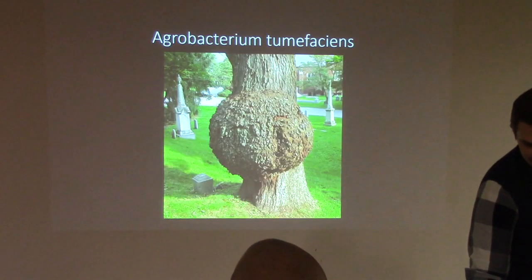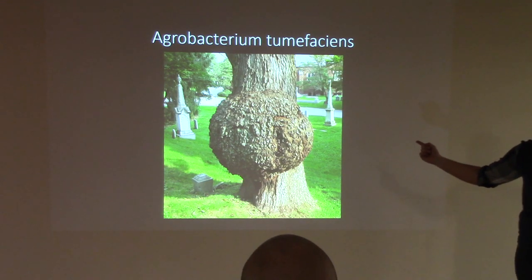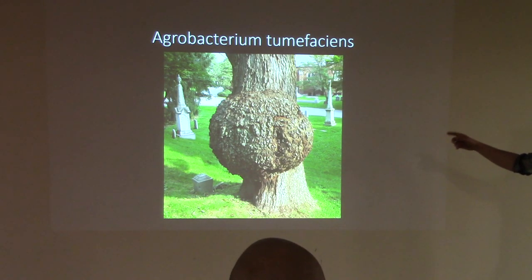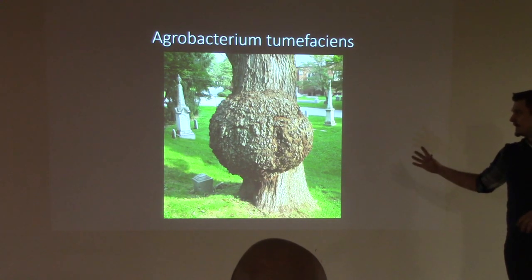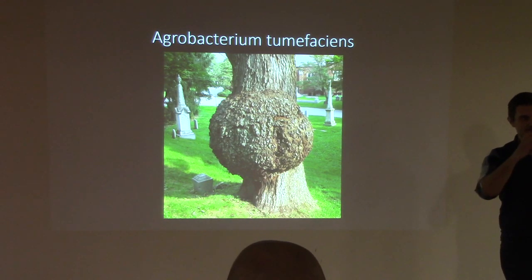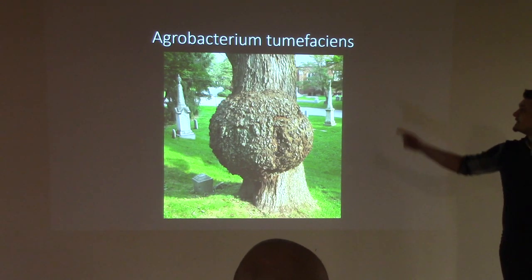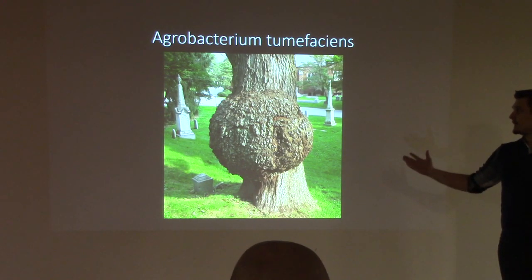Okay, so it all started with this bacteria. So have you guys ever seen a tumor? Not quite this size, but something like that. So this is called crown gall. It's a blight amongst rose farmers or rose gardeners because you get this little mass at the bottom, and it's a disease. Now the bacteria that causes the disease is Agrobacterium tumefaciens, or Agro for short.